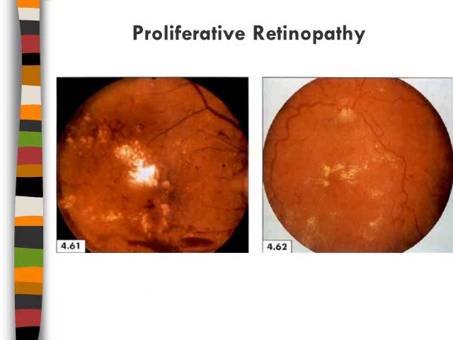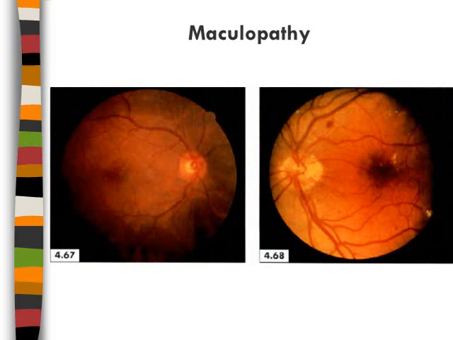Here are certain changes of maculopathy and proliferative retinopathy. You can see the new vessel formation here, hemorrhages in the retina, and involvement of the macula. Involvement of the macula is visible in this picture. Even mild changes of retinopathy covering the macular area may lead to severe visual impairment.